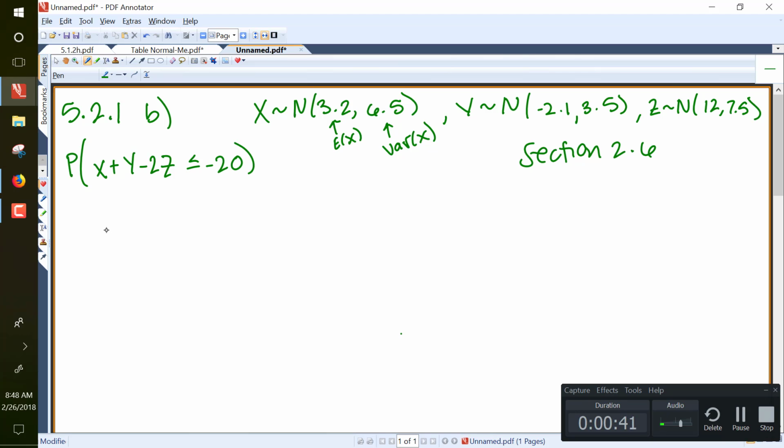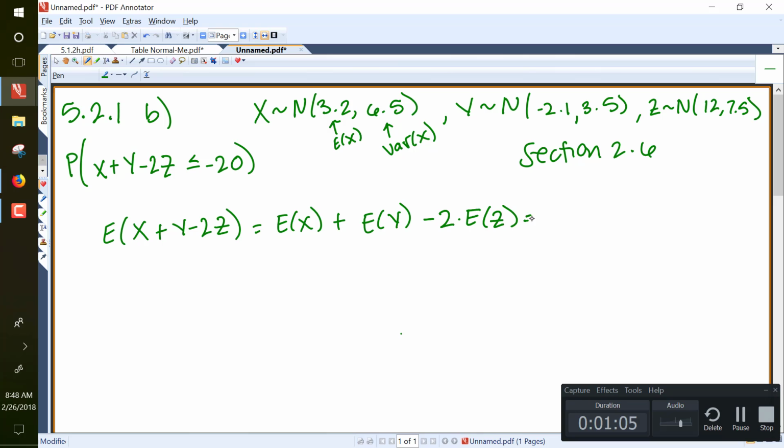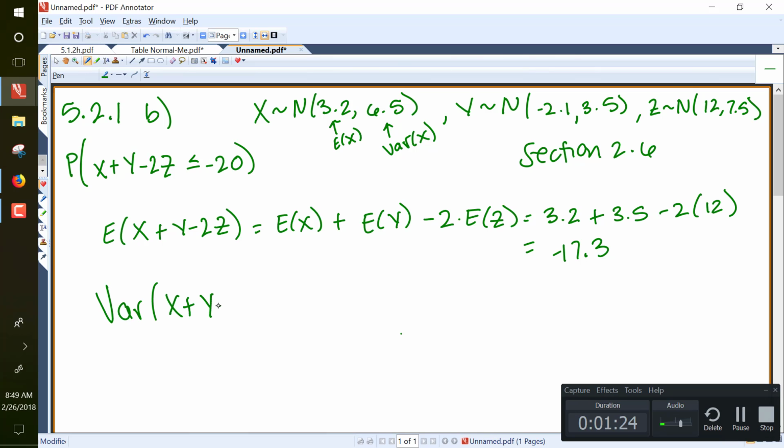The first thing that I would do on this is say, okay, well, what is the expected value of this x plus y minus 2z? Because I need to find the expected value, or mu, before I can do anything else. So remember your expected value rules. The expected value of x, we'll just pull out expected value of x, plus expected value of y. And then that minus 2 comes out, and it'll be times the expected value of z. So this will be 3.2 for the x, 3.5 for the y, minus 2 times the 12 for z, which gives me negative 17.3.